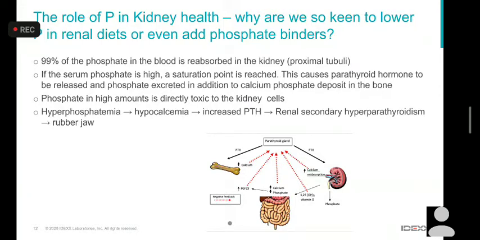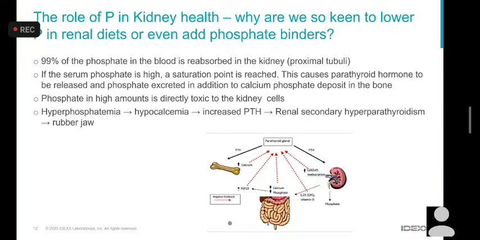So you then excrete more phosphate. If you have too high phosphate, it's directly toxic to the kidney cells. The problem is if you have chronic hyperphosphatemia, you have an issue because you get secondary hypocalcemia, and you have a continuously increased parathyroid hormone because the body is trying to get these non-functional kidneys to throw out the phosphorus. And then you can develop what is described as renal secondary hyperparathyroidism.